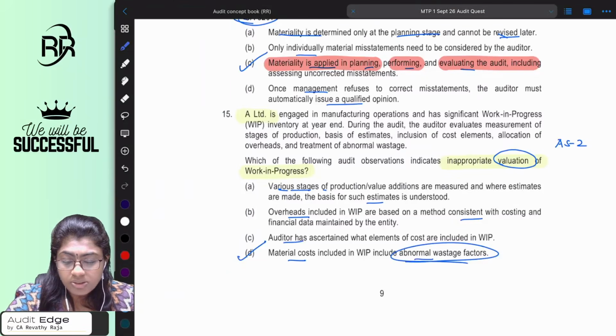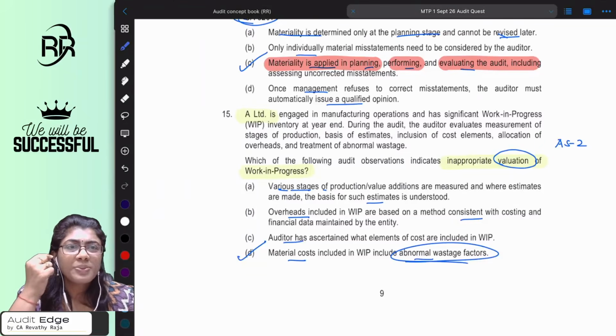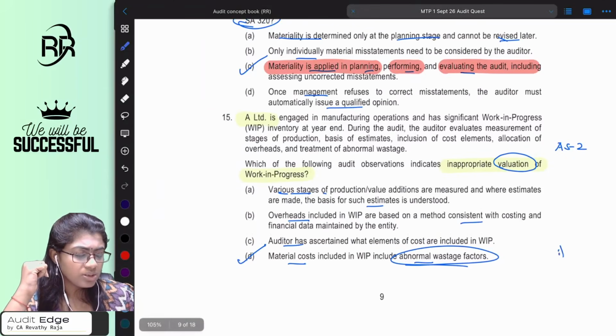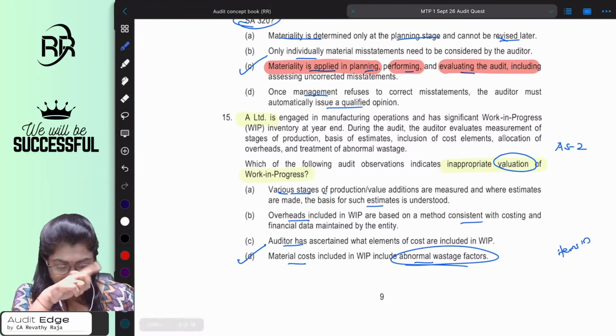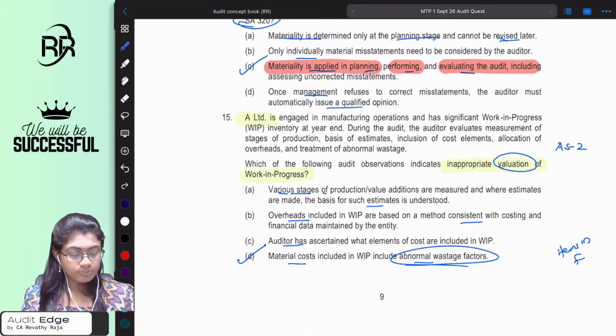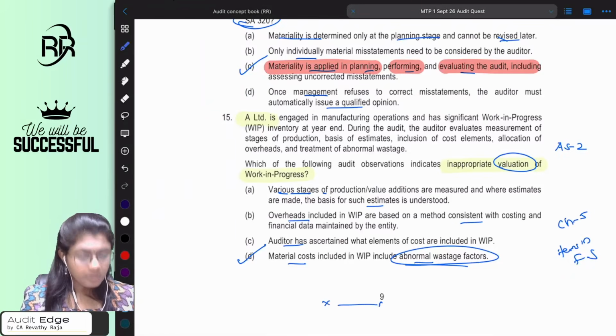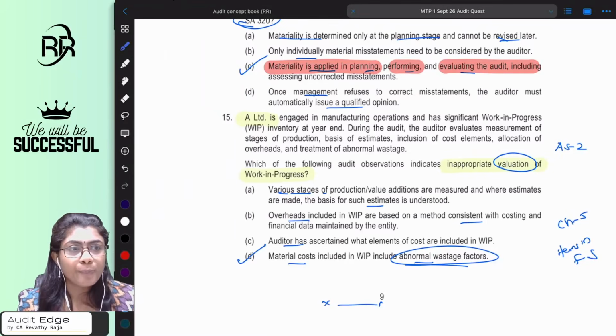So that's purely based on your accounts. Always you can expect one question from your accounts. Where do you study this? Items in FS, chapter 5. Always you can expect one question from accounts or law. Okay. So that's it. MCQ.